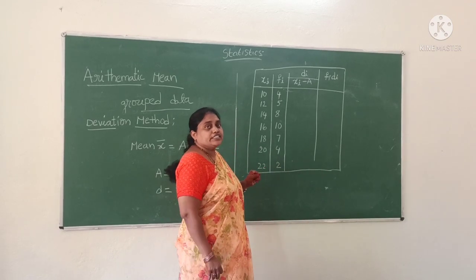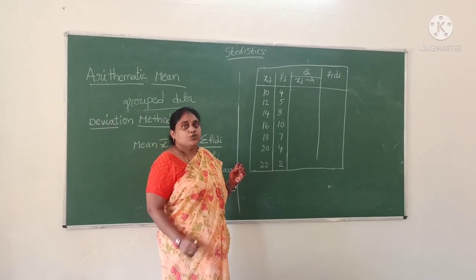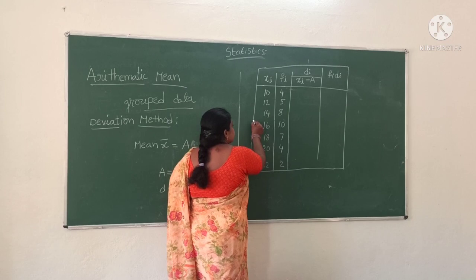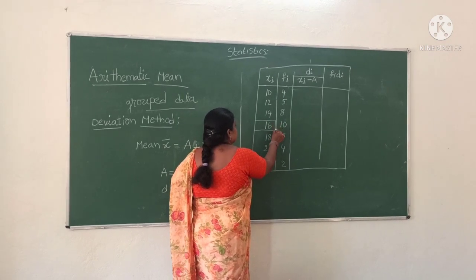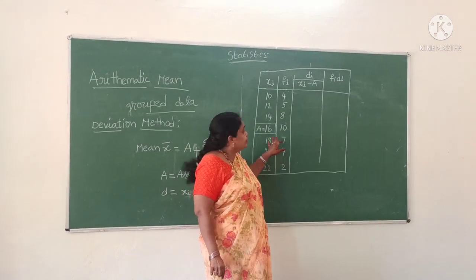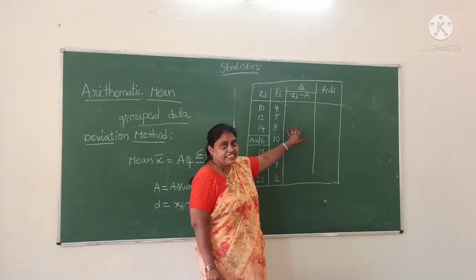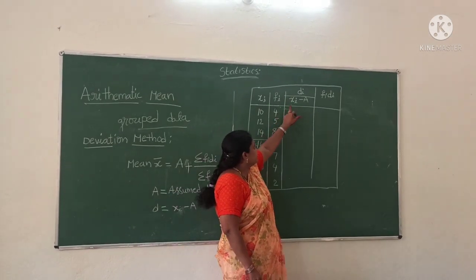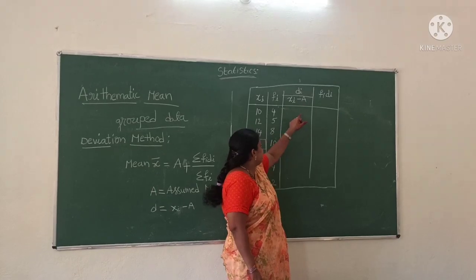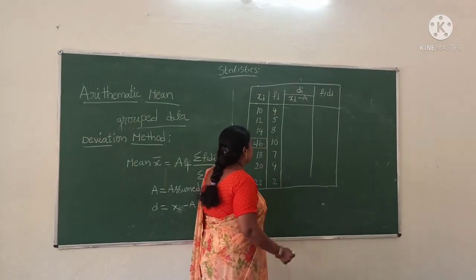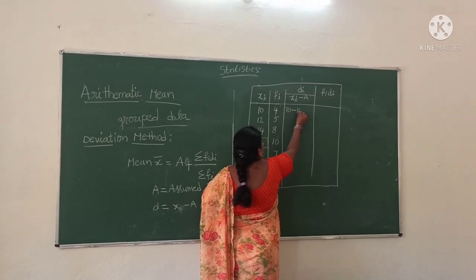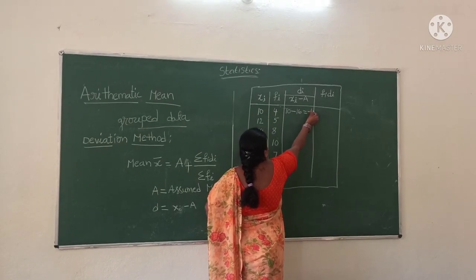Now we calculate the arithmetic mean in deviation method. We assume one value as arithmetic mean. So I assume 16. 16 is assumed mean. Now we calculate di. What is di? Di is xi minus a. Xi is observations and a is assumed mean. So we write like this: xi 10 minus a 16. So 10 minus 16 is minus 6.